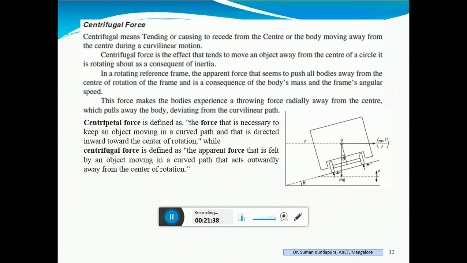Okay, so centripetal force is defined as the force that is necessary to keep an object moving in a curved path, and that is directed inwards towards the center of rotation. Whereas centrifugal force is defined as the apparent force that is felt by an object moving in a curved path that acts outwardly away from the center of rotation.